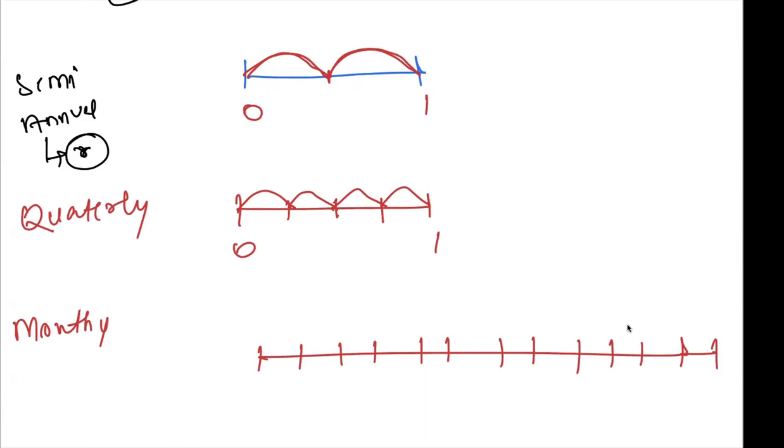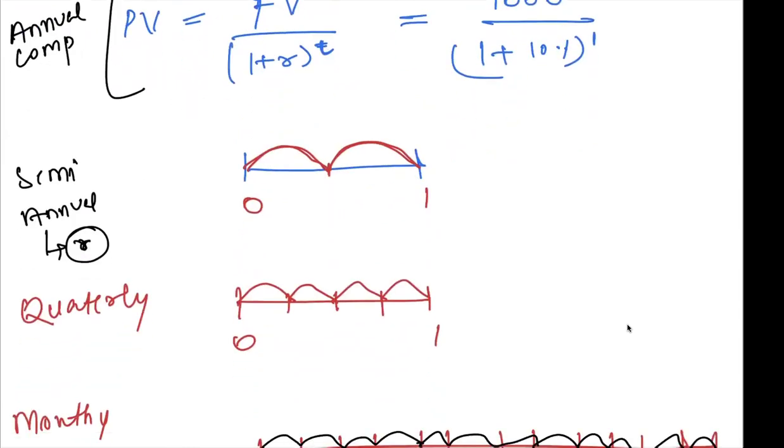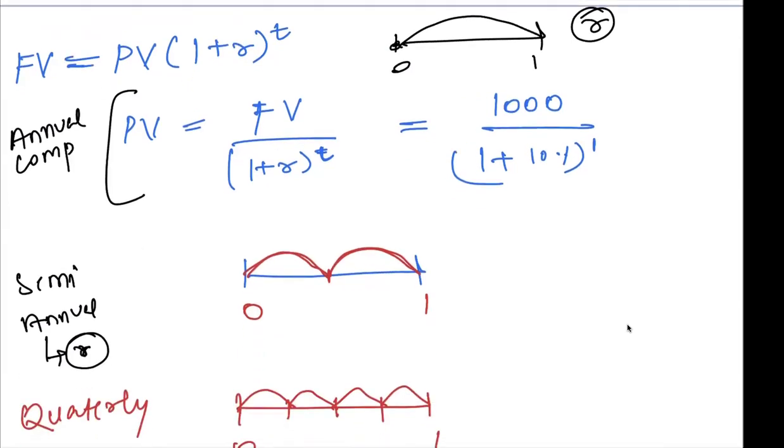Okay. Monthly means what? 12 times compounding in a year. In a year, 12 times. So tell me one thing. Let's say this is annual, which is one time. Do you think the interest rate should remain the same, or should it get affected? Can you all tell me? Yeah, it will get affected. Yeah, that's right.